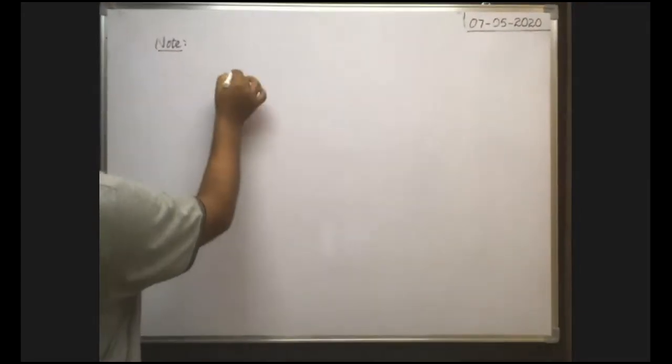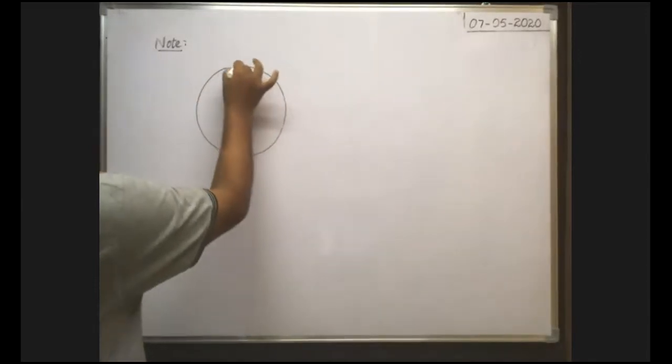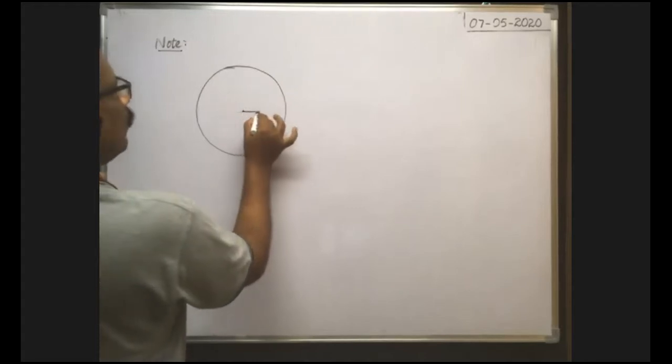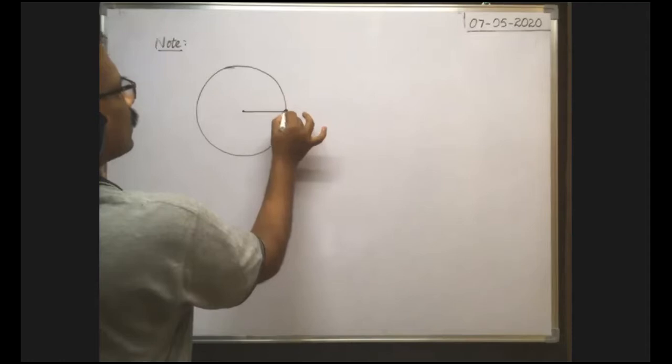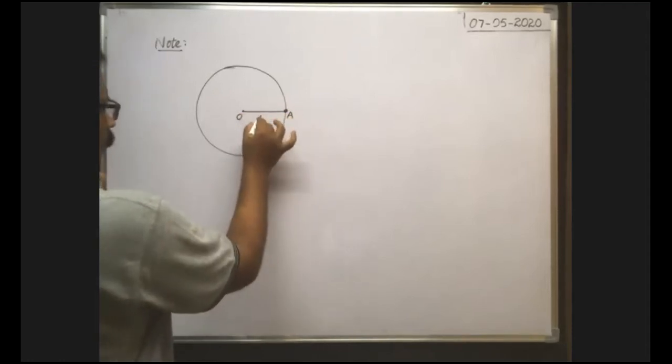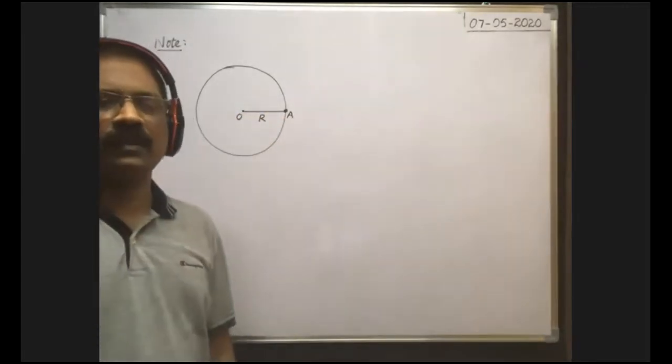Okay, one more point. Suppose a body travels along a circular path. Initially the body is at point A on the circumference. O is the center and r is of course the radius of the circular path.